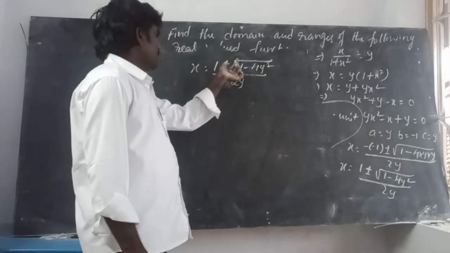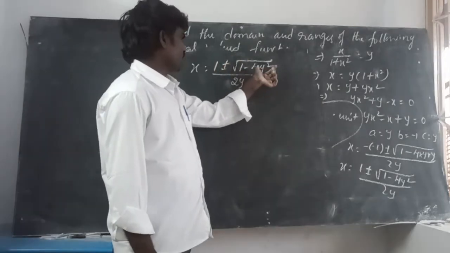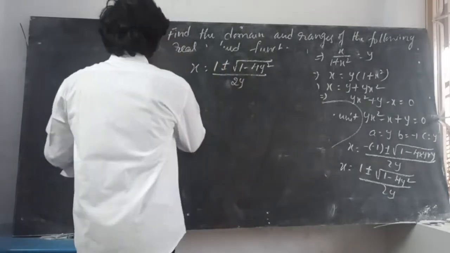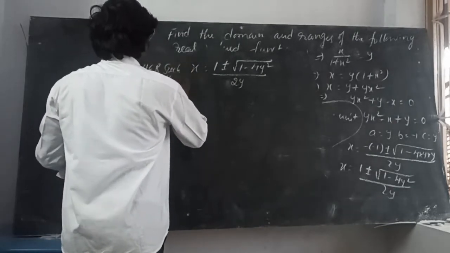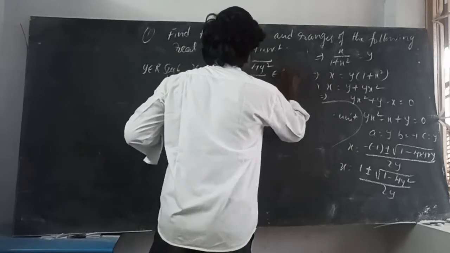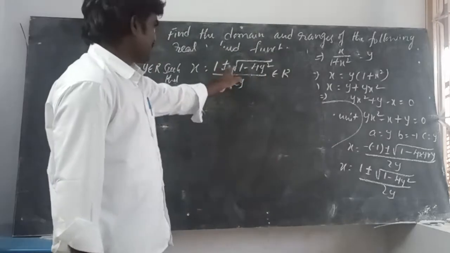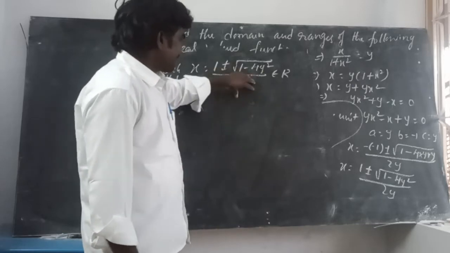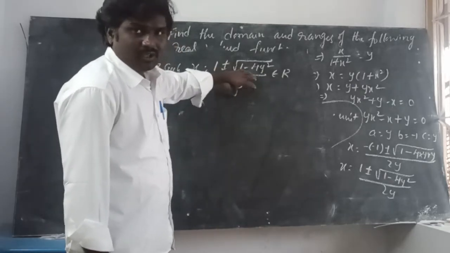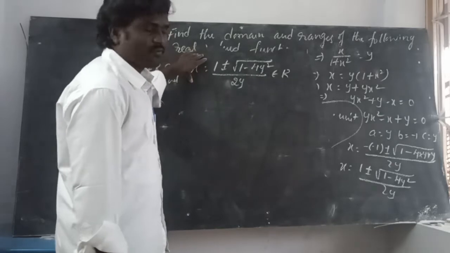x is equal to 1 plus or minus square root of 1 minus 4y square by 2y. Here y belongs to R such that x belongs to R. x means 1 plus square root of 1 minus 4y square by 2y. Okay, 2y is not equal to 0. If 2y is equal to 0, then the function is not defined.